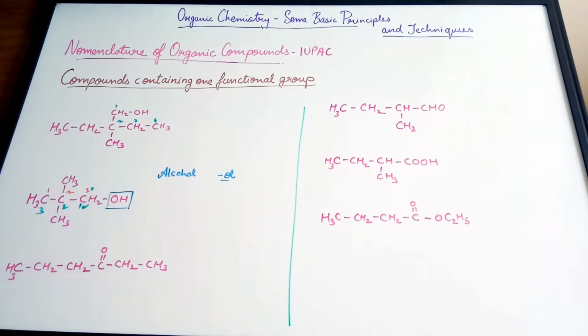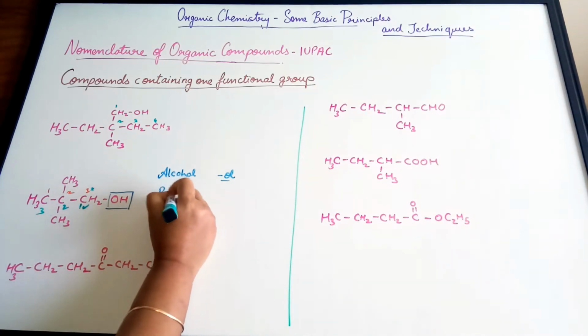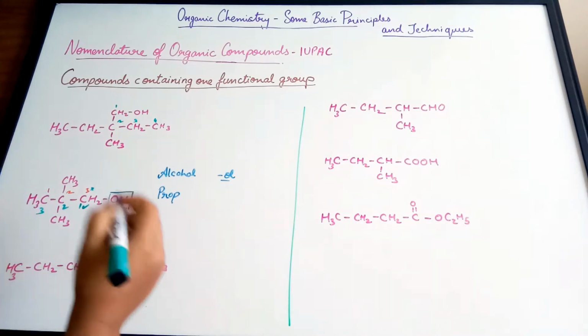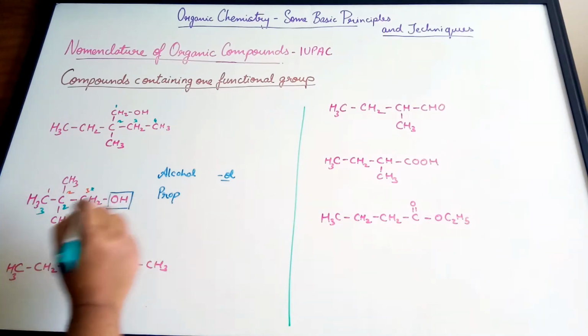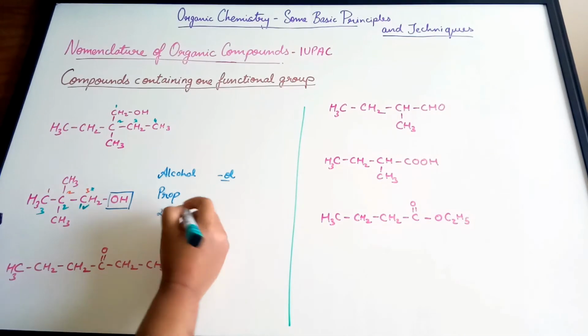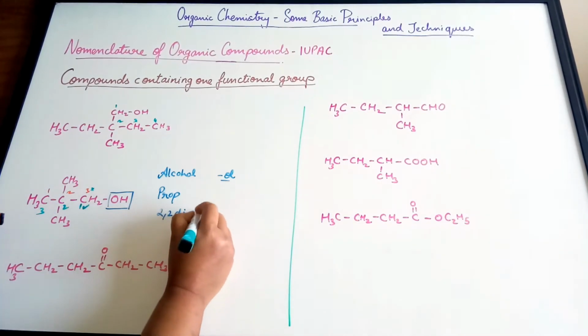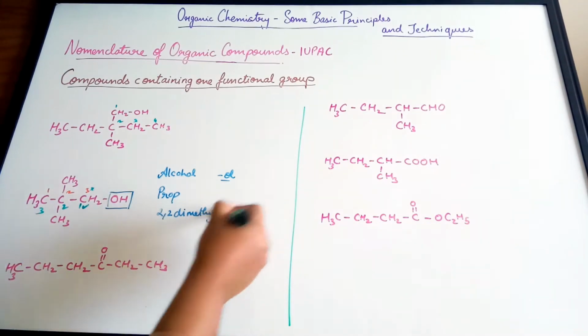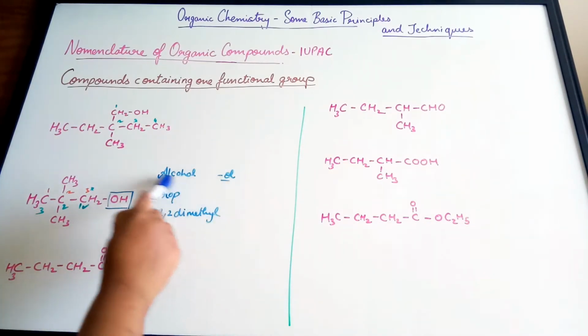This is wrong. So we know it's a 3 carbon chain, which means it's pro. Pro is for 3 carbon atoms. And we know at the second position there are 2 methyl groups, and that is denoted as dimethyl. So here this is going to be our prefix: 2,2-dimethyl. So this is the prefix, this is going to be the suffix, and this is the word root.